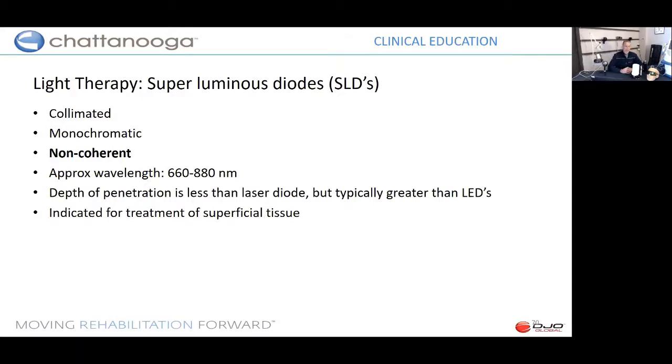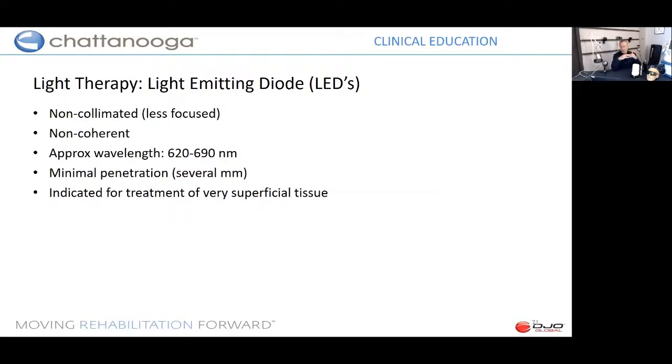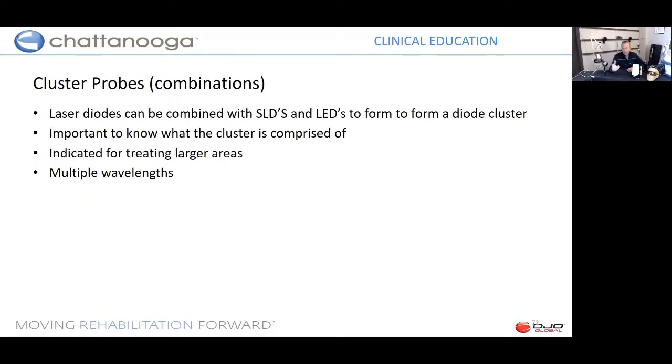Superluminous diodes are kind of a tweener between LEDs and laser diodes. They're still collimated and monochromatic, so you're still getting some good energy density, but they're non-coherent, so they're not in phase. And then again, we look at the LEDs, and they're non-collimated and non-coherent, but they're monochromatic. They're the same color. So like I said, we're losing some of that concentration of energy, which can potentially have an influence on the overall outcomes. But we make up for that to some extent.